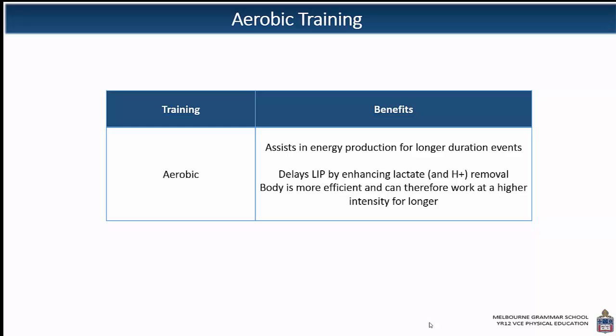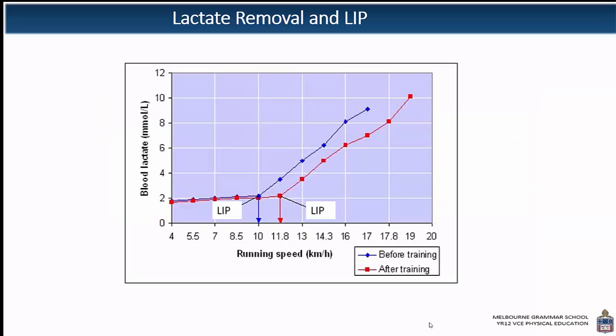And when we mean delay the lactate inflection point, it means that on a graph we have a right shift, and I'll show you that in a second. It enhances lactate and hydrogen removal. So the body is more efficient. It can produce energy more efficiently using the aerobic system, and the aerobic system can better remove lactate and hydrogen. So both of those mean that we're going to be able to work at a higher intensity for longer.